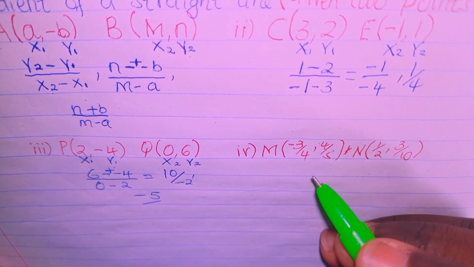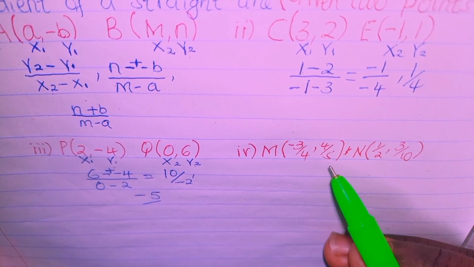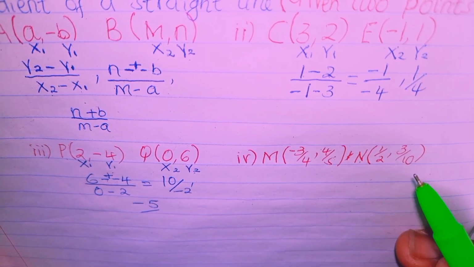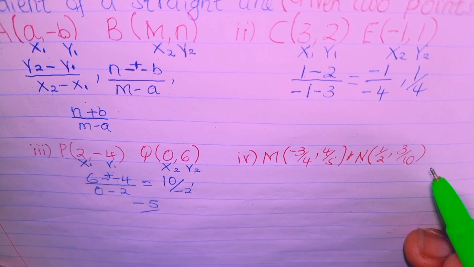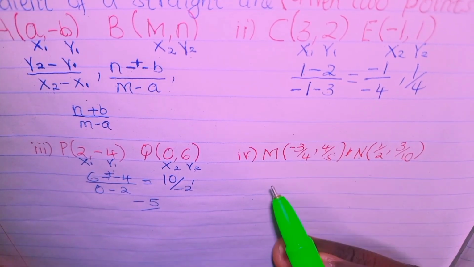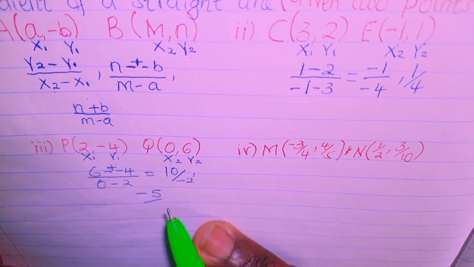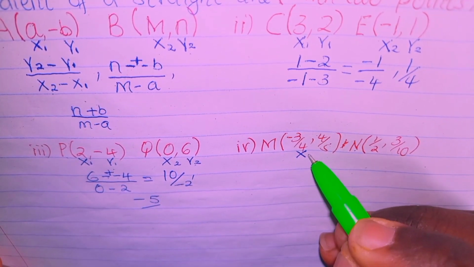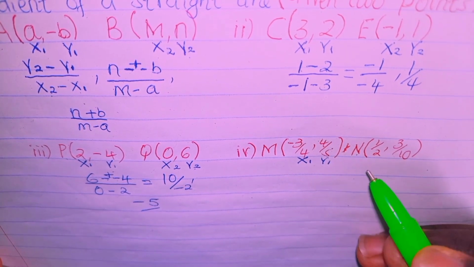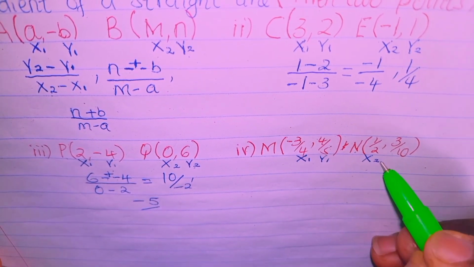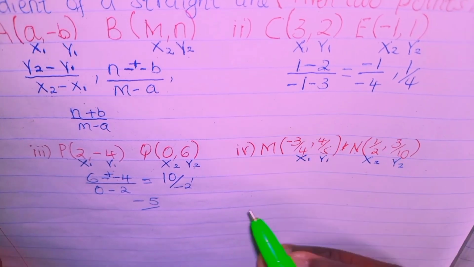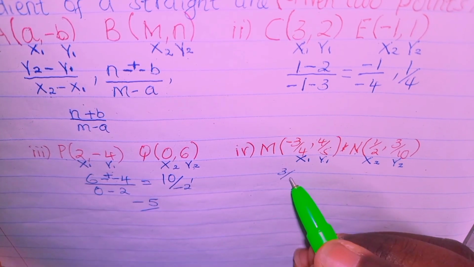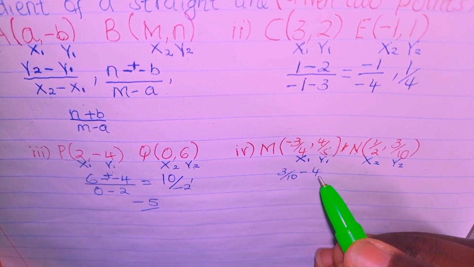So 10 divided by negative 2 gives us 5. We have this case: 3, negative 3 quarter, 4 over 5. That is point M. Point N is half and 3 over 10. That is our line MN. So calculate the gradient. One is x1, y1. One is x2, y2. y2 minus y1 will be 3 over 10 minus 4 over 5.